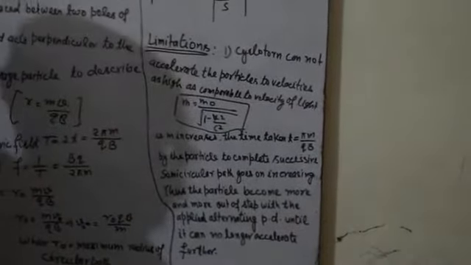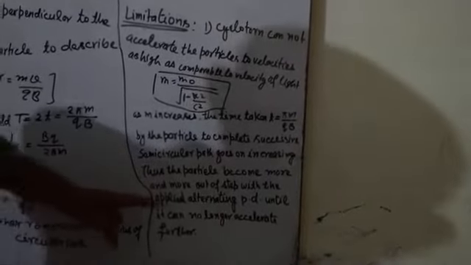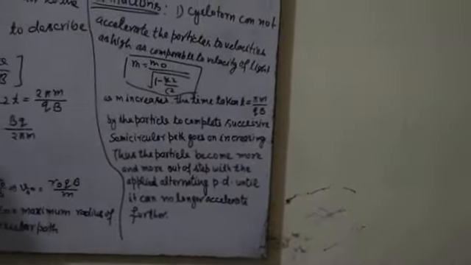The time taken, t equals pi m by qB, by the particle to complete successive semicircular paths goes on increasing. As the velocity v increases, m increases, so the time taken by the particle to complete successive semicircular paths goes on increasing. Thus the particle becomes more and more out of step with the applied alternating potential difference until it can no longer oscillate further.